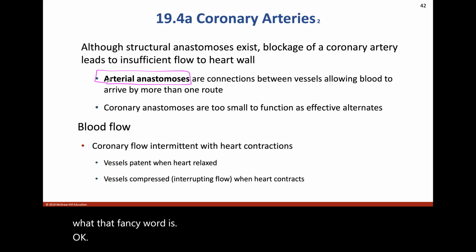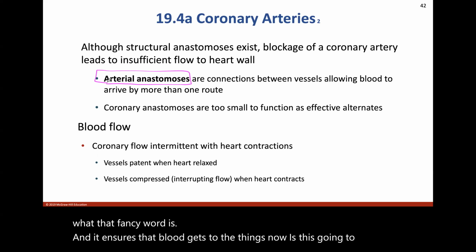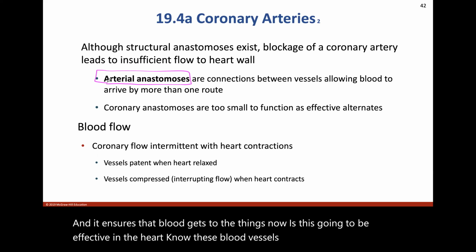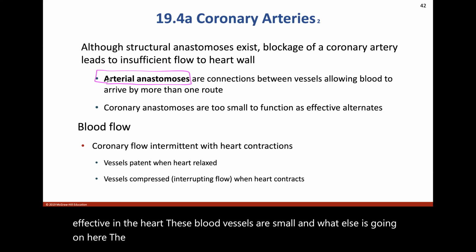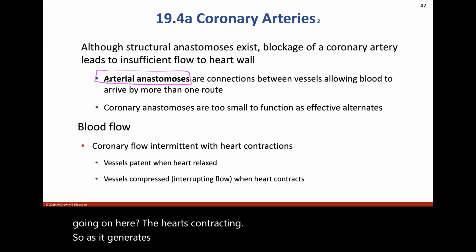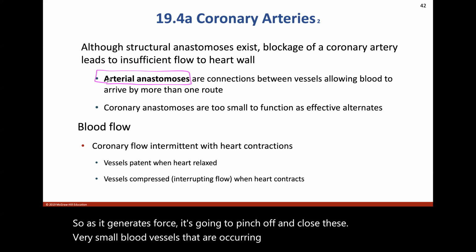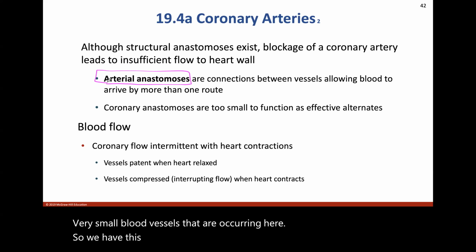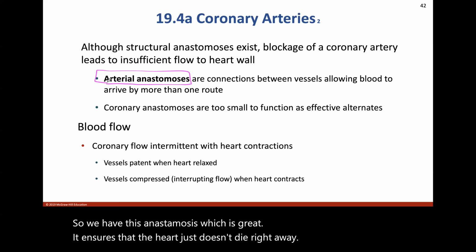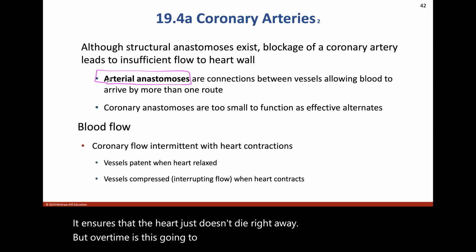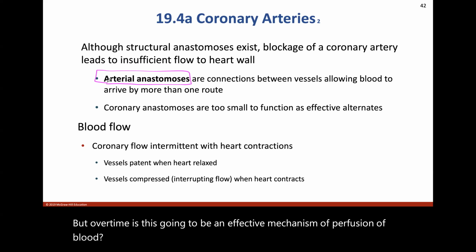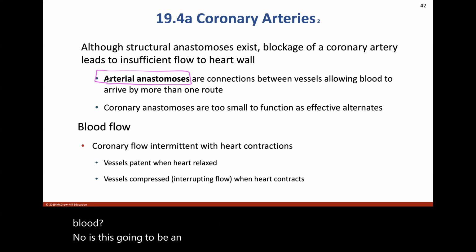And it ensures that blood gets to the tissues. Now, is this going to be effective in the heart? No. These blood vessels are small. And what else is going on here? The heart's contracting. As it generates force, it's going to pinch off and close these very small blood vessels. So we have this anastomosis, which is great. It ensures that the heart just doesn't die right away. But over time, is this going to be an effective mechanism of perfusion of blood? No. Is this going to be an effective mechanism for how blood is getting to all the cardiac muscle? No.